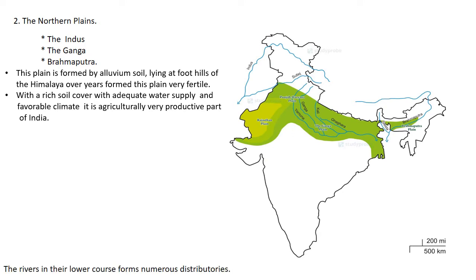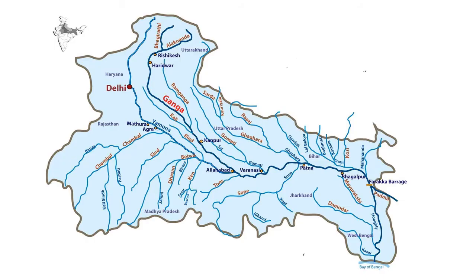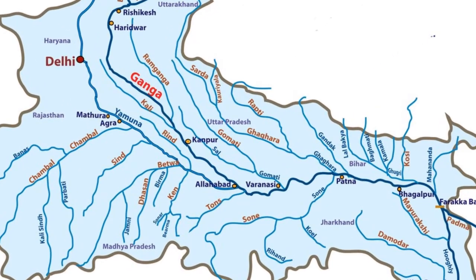And the rivers, the Ganga, the Yamuna, the Brahmaputra, as they flow in the lower course, spill into numerous channels. Due to the deposition of silt, these channels are known as distributaries. As we can see here in this map, the river Ganga has many tributaries, including the Yamuna. These are the distributaries.